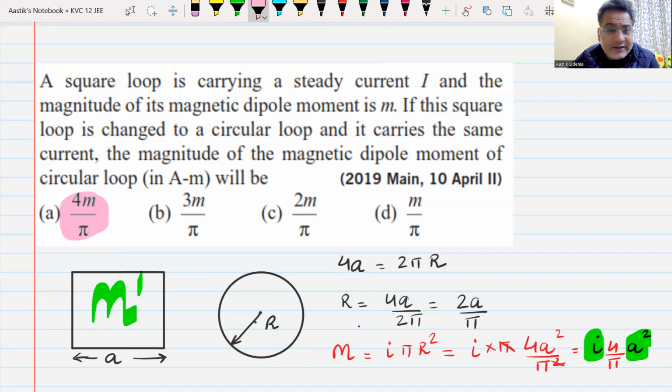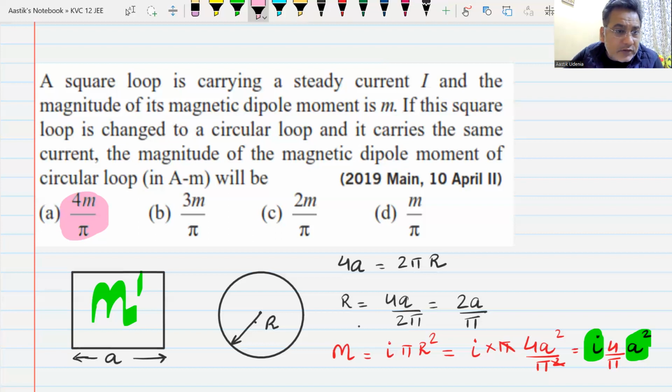Shall I move ahead? Yes, sir. Okay. So we move on. Let me see if I have another question here that can be done of magnetic moment or magnetic loop. No, there is no question as such. So we will move on.